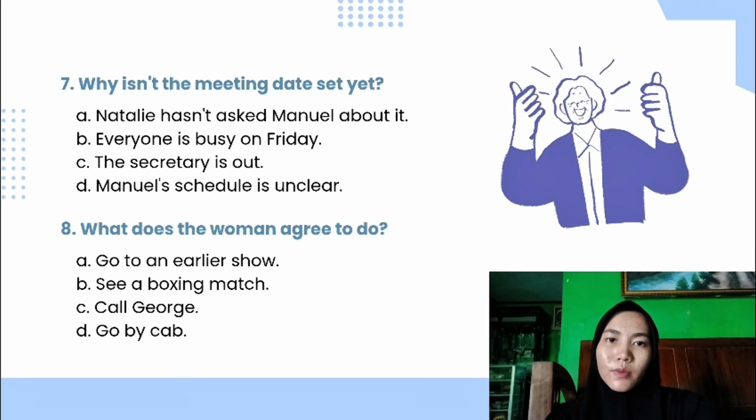What time does the concert start, George? At 7. Why don't we call a taxi? Good idea. We won't have to find parking.